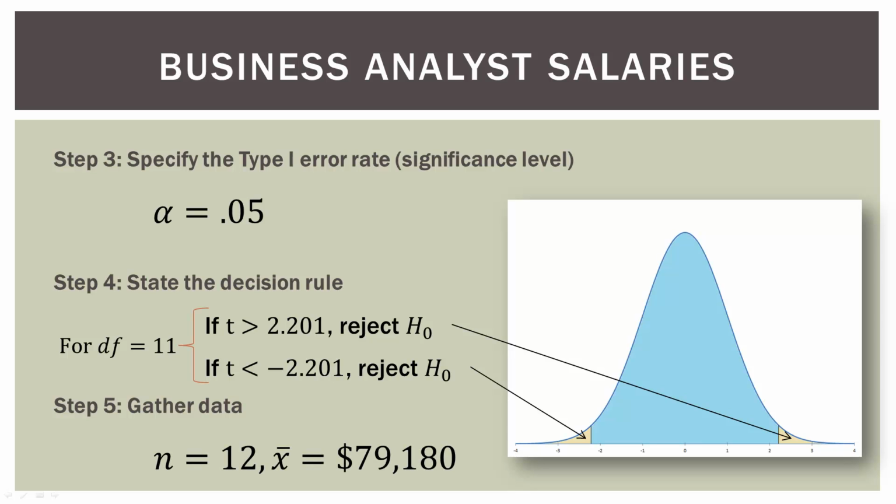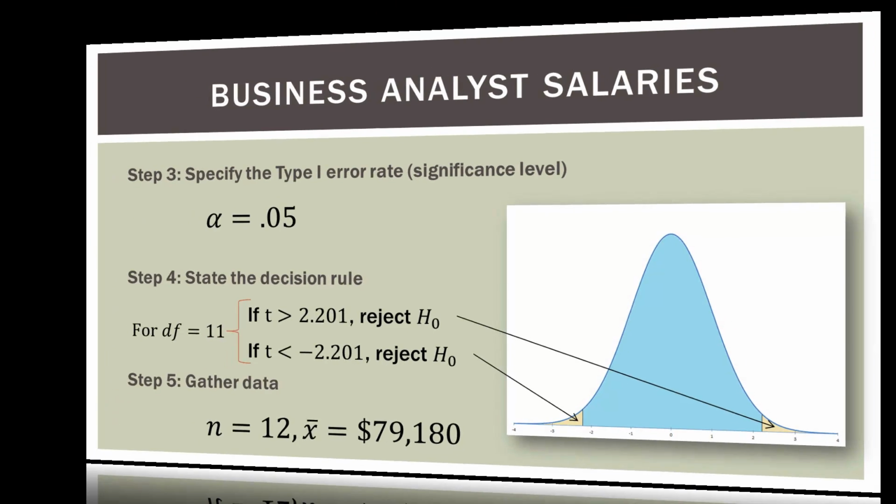Then we'll gather our data. So we have 12 in our sample, and we found out that our sample mean is 79,180. So now we have everything we need to go ahead and figure out our test statistic.